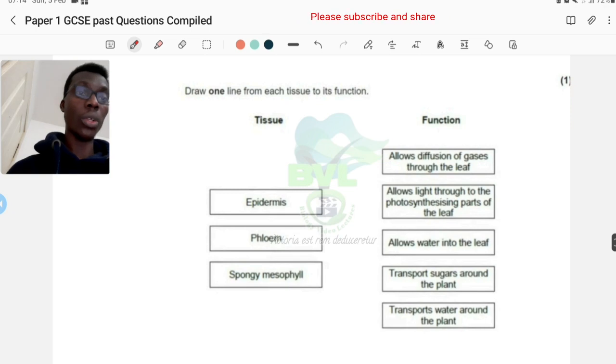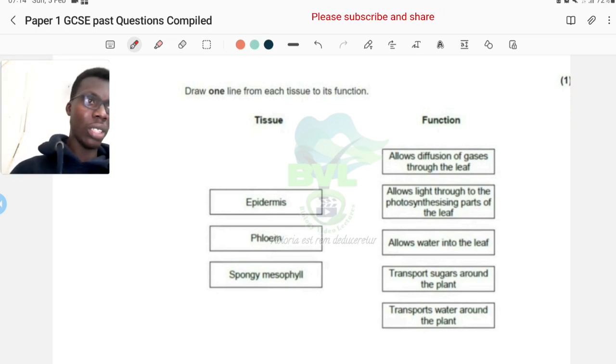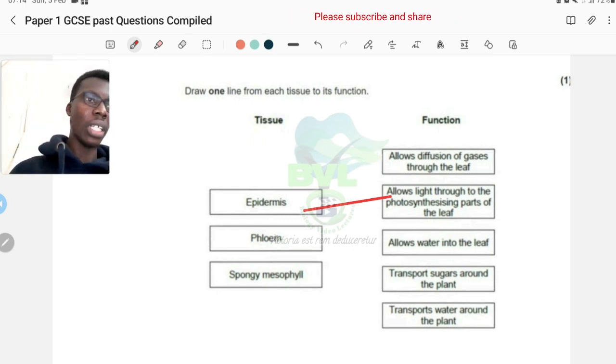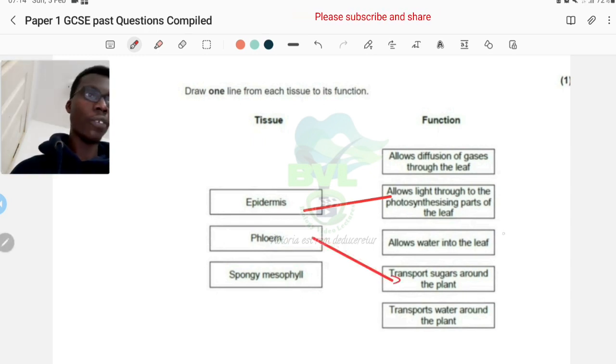tissue to its function. So the epidermis, it says allow diffusion of gas through the leaf. That cannot be that. Really? Okay, it depends. Allows light through the photosynthesizing part. That should be that. This is going to be more of stomata. Phloem transports sugar around the leaf. That's phloem. This function is going to be for xylem, which transports water and dissolved minerals.